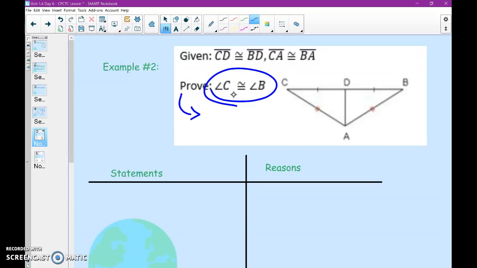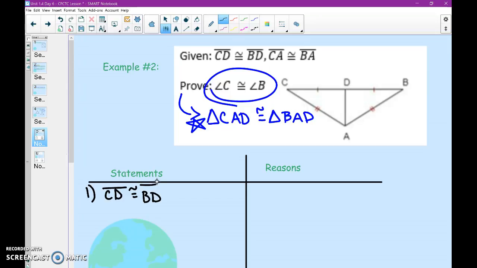So really, before I do this, I have to prove that CAD, the triangle, is congruent to BAD. I have to do this first, then this step will come after it. So let's do this first, just like we've been practicing. As we did before, you start with your given. So CD is congruent to BD. Check the picture, CD, BD, already marked, awesome. And CA is congruent to BA. Check the picture, CA and BA, already marked. Write down given with it.